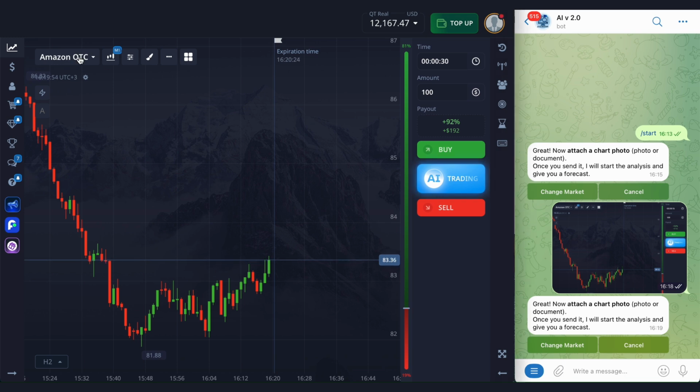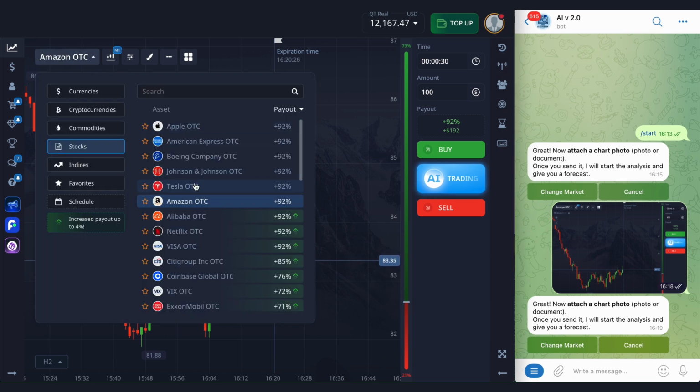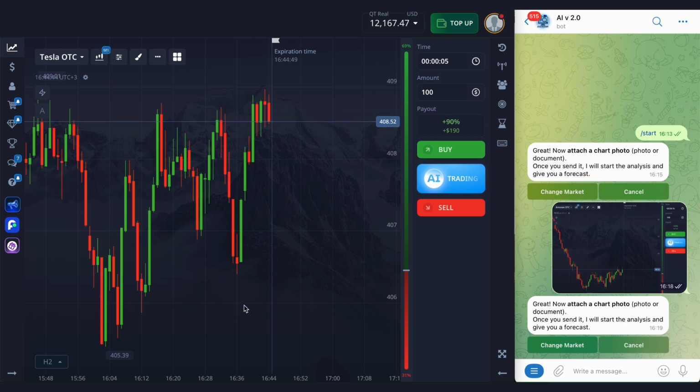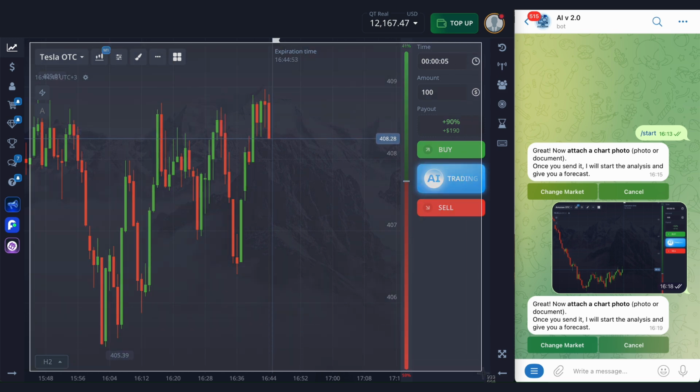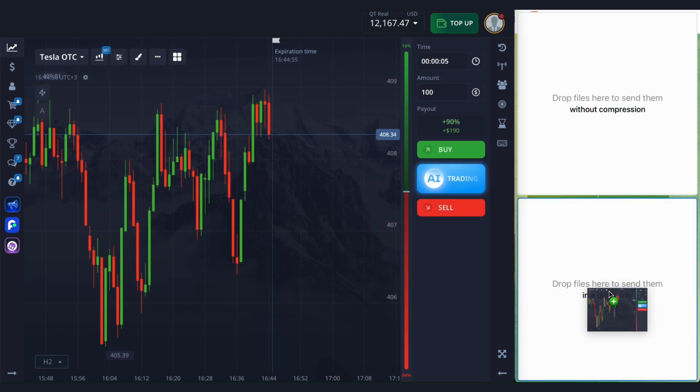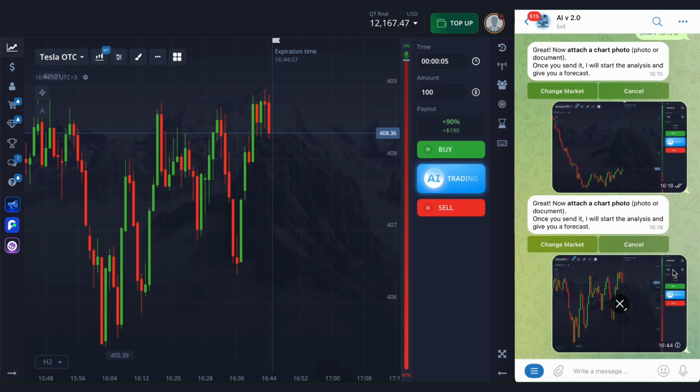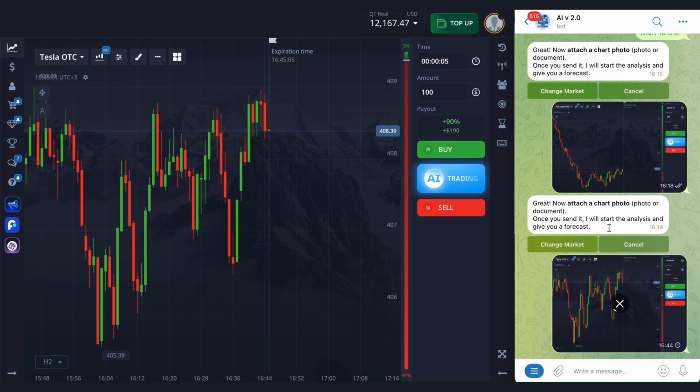Let's go ahead and hit the market with our next trade. And what is it gonna be? It's gonna be on Tesla OTC. Let's go ahead and take a nice screenshot of Tesla OTC, sending it into my AI screener version 2.0. It says once you send it, it starts the analysis and gives you a forecast. We're gonna hold on tight and see how this is gonna play out, people. It is attaching our screenshot, and what is this gonna be? We are about to find out, people.